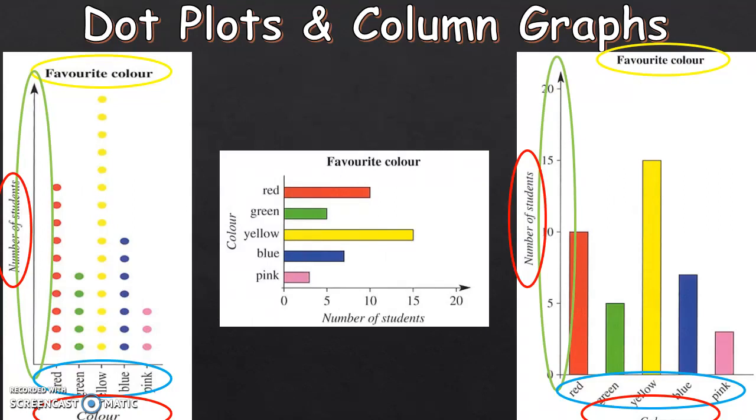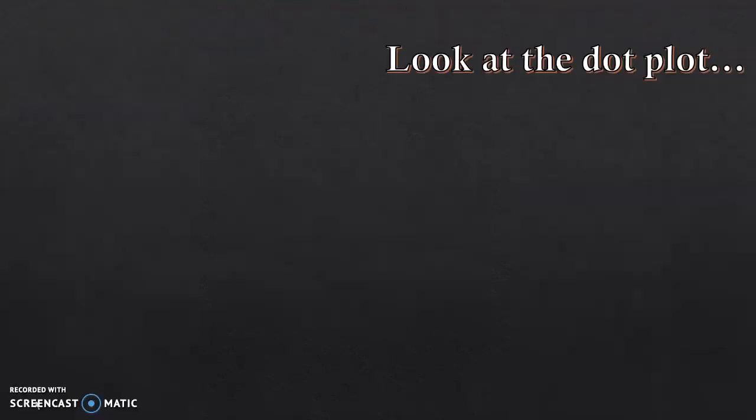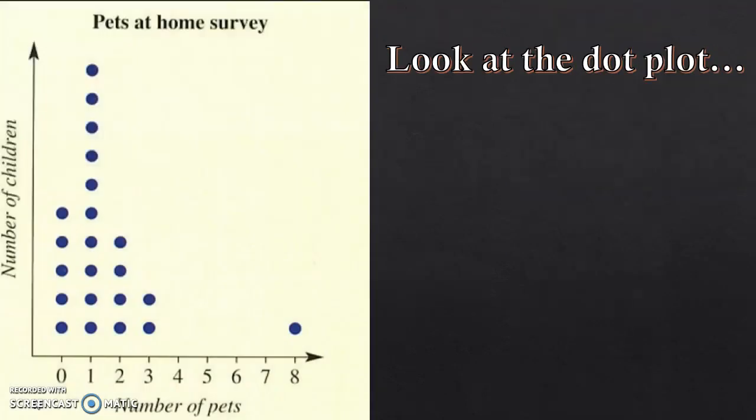Now, we're going to look at dot plots and how to interpret and analyze them. So your questions for your homework is to look at this dot plot. We have a survey which is asking what is the number of pets you have at home. So we can see on the bottom, for the x-axis, we have 0, 1, 2, 3, all the way up to 8. Each dot represents one person and how many pets they have.